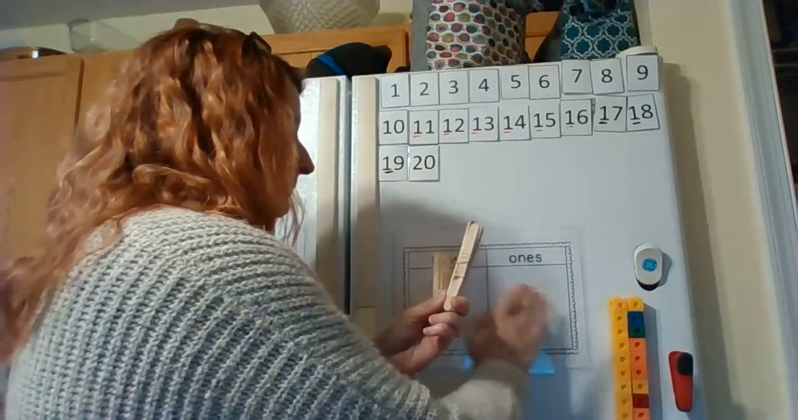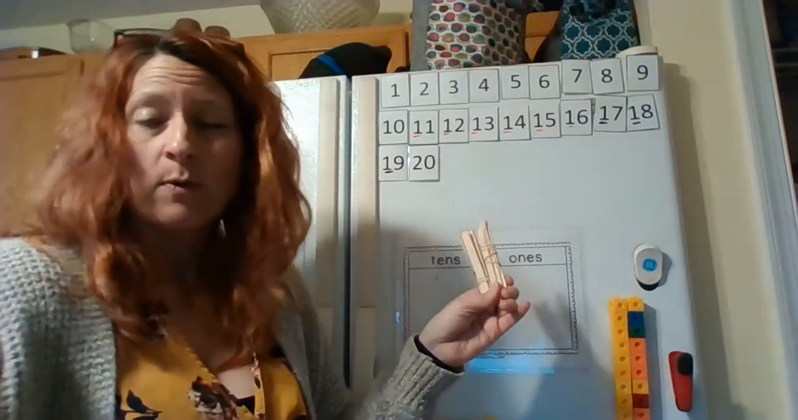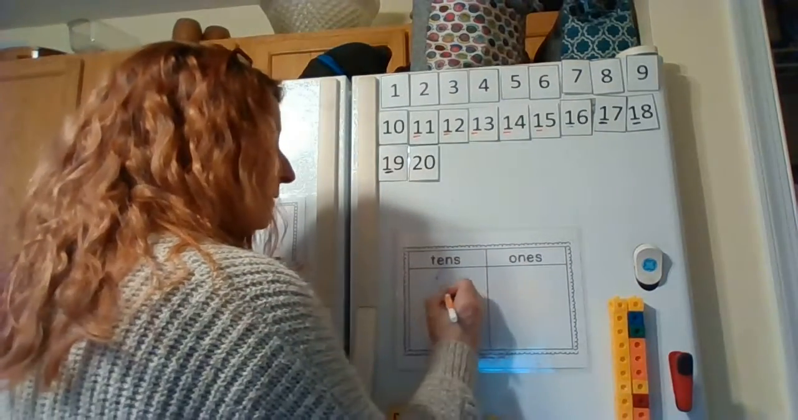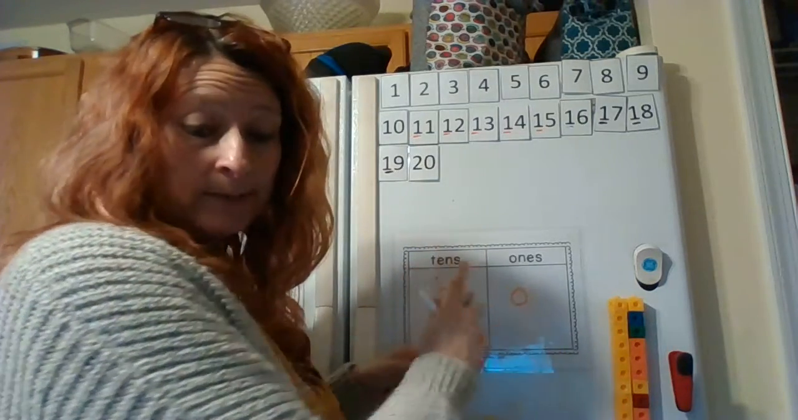And when I count another 1, 2, 3, 4, 5, 6, 7, 8, 9, 10, and if I take these 10 and bundle them up with a rubber band, I now have 2 10s and 0 1s. Gotta pick up my pen. So I have 2 10s and 0 1s, and that makes 20.